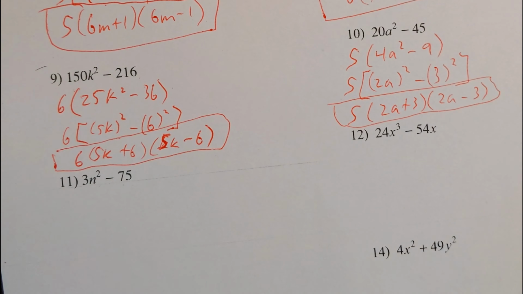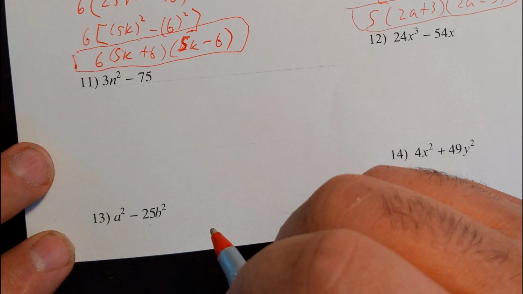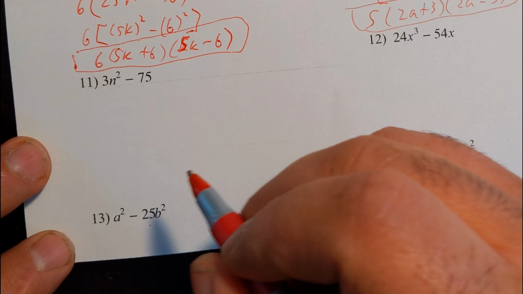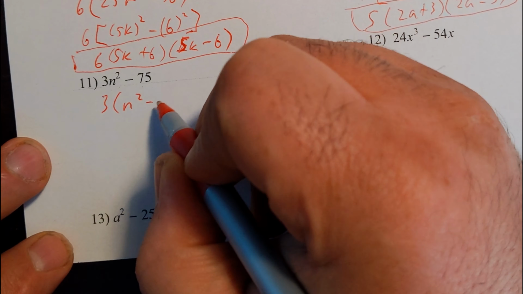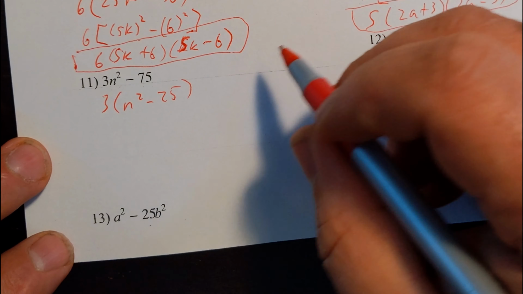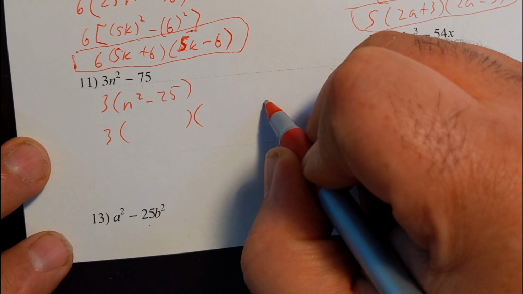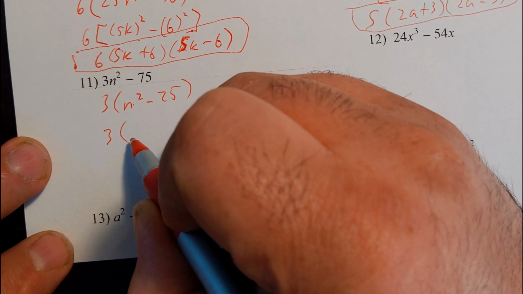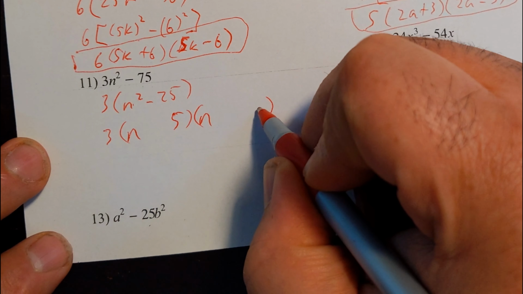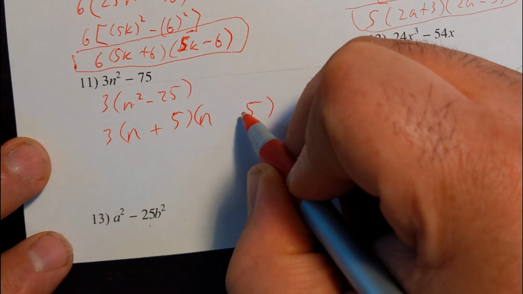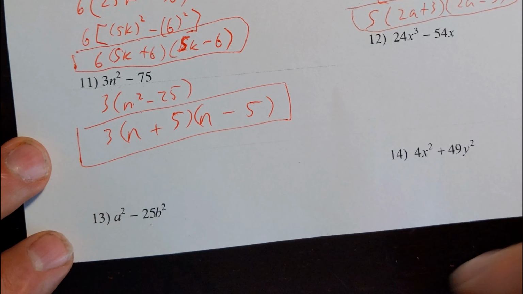That's your final answer. This one, the 3 and the 75, they can both be divided by 3. You divide by 3, you get n squared minus 25. Hopefully by now you're seeing a pattern. So the n squared, if you square root it, is going to be n, and 25 if you square root it is going to be 5. One's plus, one's minus, and we did not forget our 3 in the front.